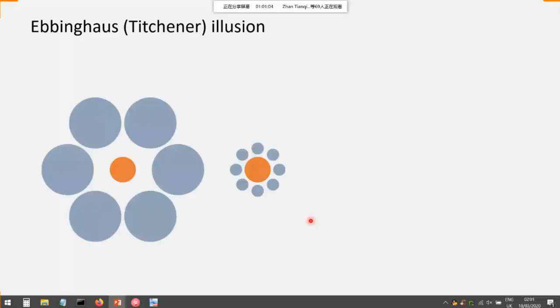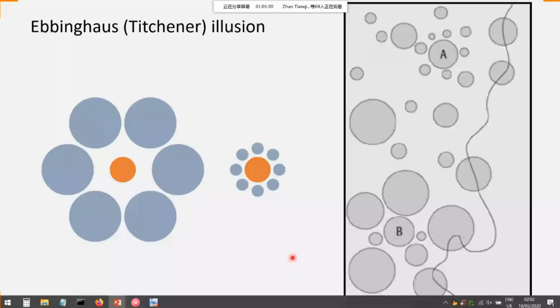Another one is the Ebbinghaus-Titchener illusion. Here, the two orange, brownish toned disks here, they are of the same size. But of course, we have a different impression. So if larger disks are around, it looks smaller than if small disks are around.